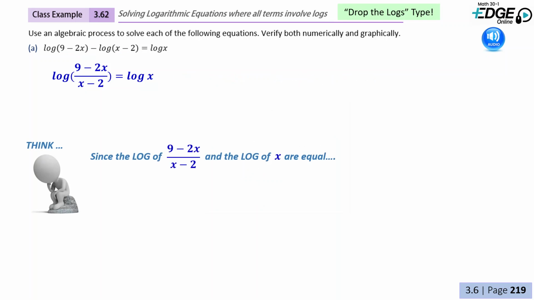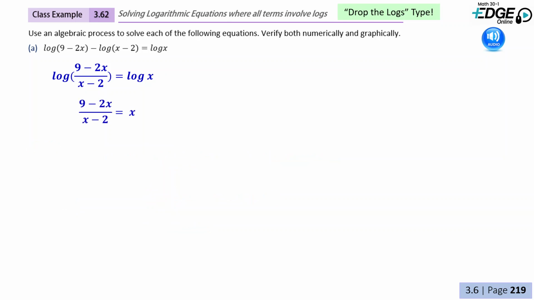Now at this point, if log of this is equal to log of x, and the log is the same base for both of them, then the insides must be equal to each other as well. Or you can also just think about this as dropping the logs. So now we can set 9 minus 2x over x minus 2 equal to x.